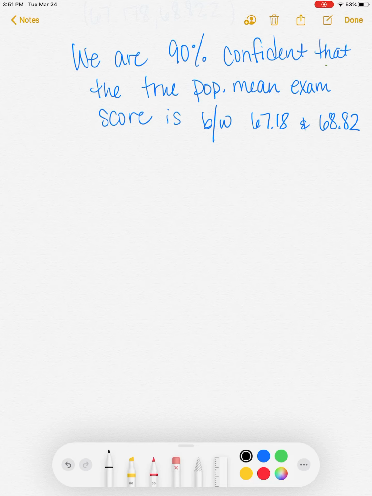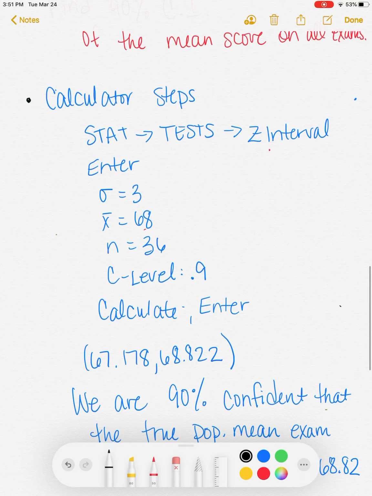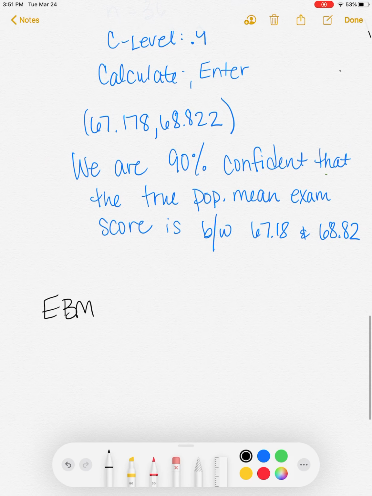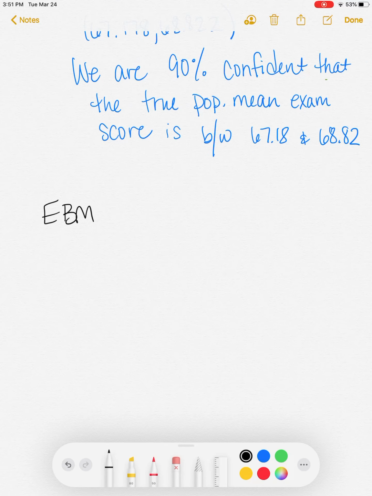So I did not show you how to find the EBM, and the reason why is because this calculator step right here takes out the need for finding the EBM. But I'm looking at your WebAssign, and there's a couple times when they ask you to find the error bound mean. So I want to show you how to find that real quick.